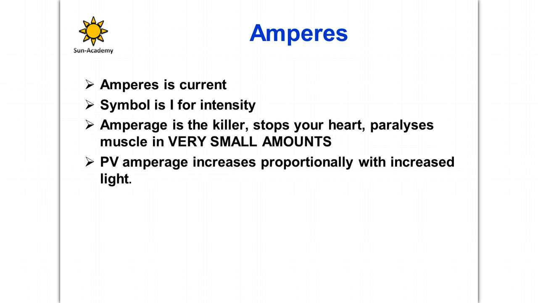Amperes is current. The symbol is I for intensity. Amperage is the killer. It stops your heart and paralyzes muscles in very small amounts. PV, photovoltaic amperage, increases proportionally with increased sunlight.